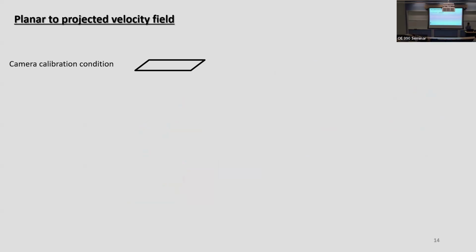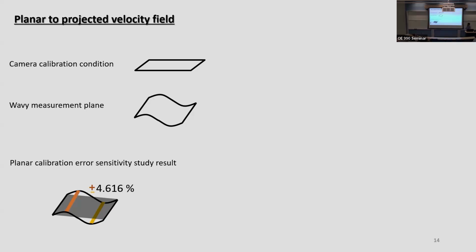Now, these velocity measurements are from a calibration which was done on still water. This water was not undulating, it was not moving, it was just flat, plain water, right? So that is our camera calibration plane, but our measurement plane is wavy. It has a certain height and then it also goes down, right? Now, sensitivity studies showed that because of this unaccounted magnification of the spots, what you end up with is plus or minus 4.616% error in the most extreme cases, the wave crest and the wave trough.